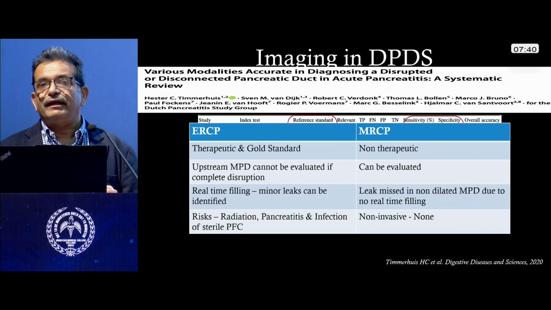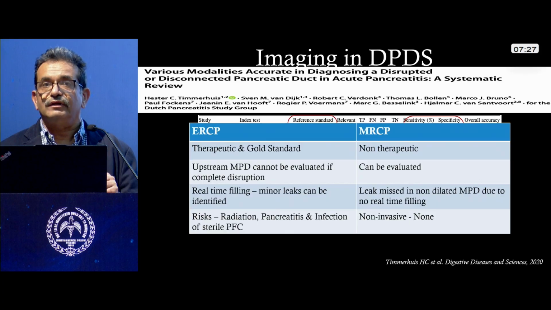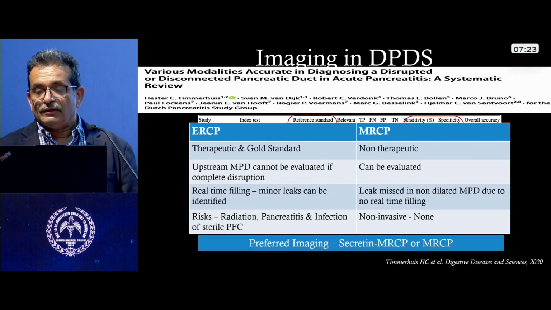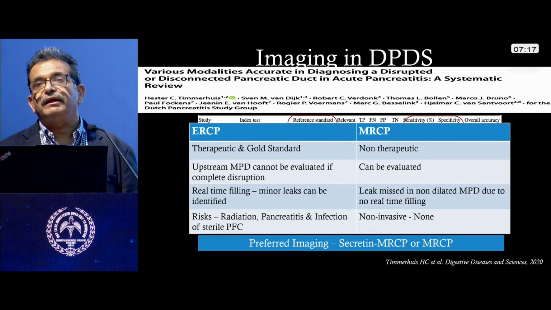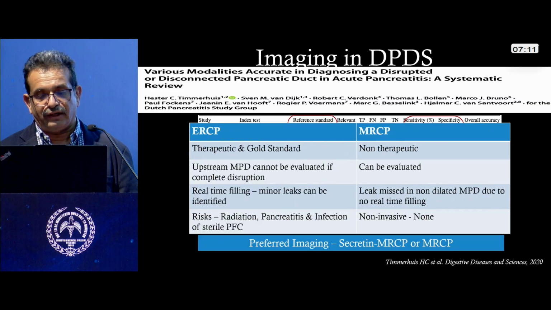And real-time filling can pick up minor leaks as compared to an MRCP, where in a non-dilated MPD you can miss small leaks. And of course, ERCP has risks of radiation, pancreatitis, and infection of a sterile PFC, whereas MRCP is non-invasive. So the preferred modality initially is a secretin enhanced MRCP if that is available, because that will probably improve your accuracy for identifying small leaks, or a regular MRCP if secretin is not available.